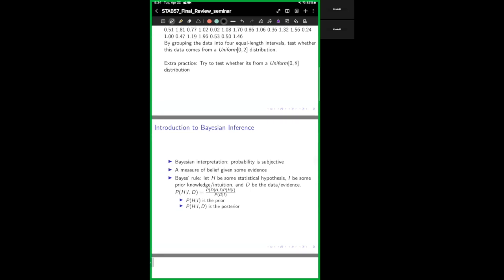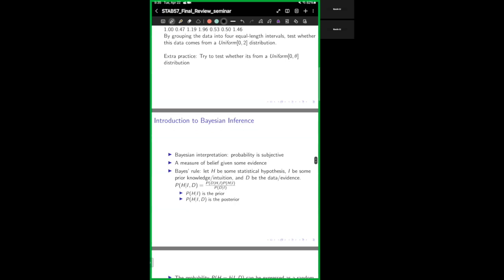To begin with, Bayesian inference follows as a result of the Bayes rule. So if you remember from STAB57, Bayes rule is as follows. Probability of A given B is equal to the probability of B given A, probability of A, over probability of B.